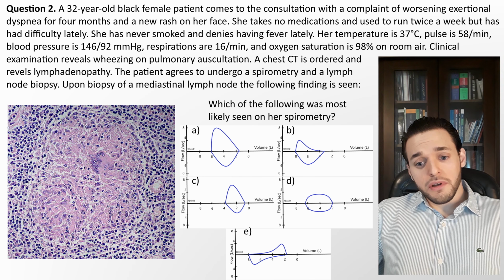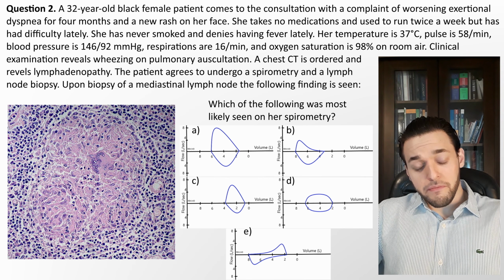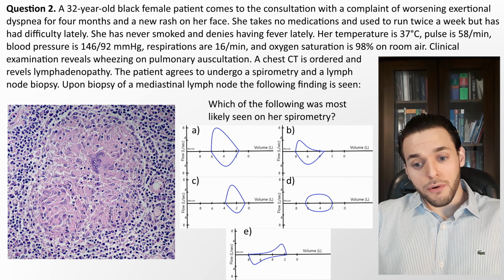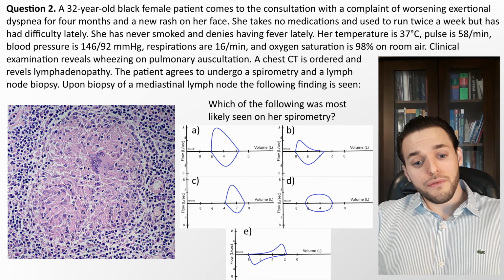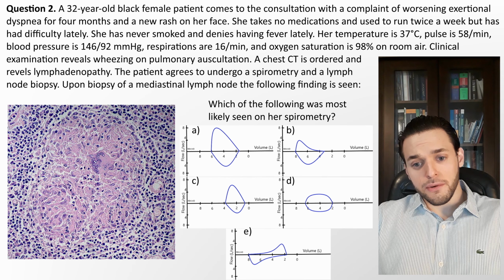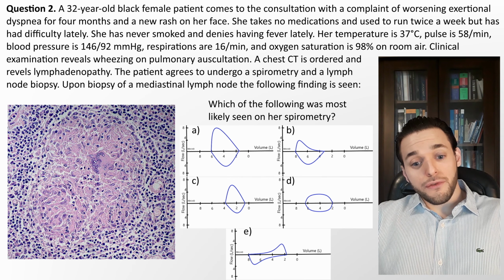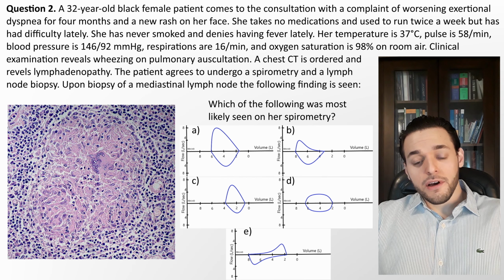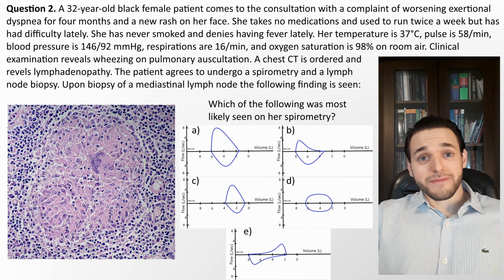Clinical examination reveals wheezing on pulmonary auscultation. A chest CT is ordered and reveals lymphadenopathy. The patient agrees to undergo a spirometry and a lymph node biopsy. Upon biopsy of a mediastinal lymph node, the following is seen. Which of the following was most likely seen on her spirometry?